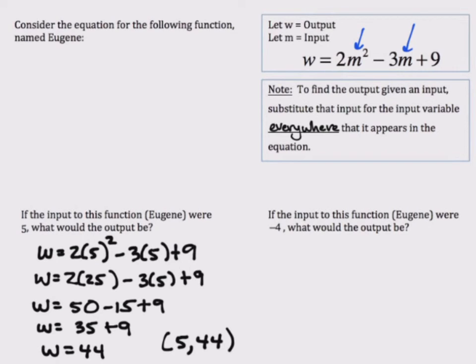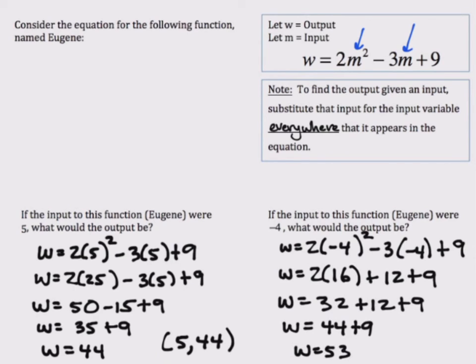If the input to this function were negative 4, we're just going to have to substitute a negative 4 in everywhere we see an m in our function's equation. So the output will be 2 times negative 4 quantity squared minus 3 times negative 4 plus 9. And again, all we have to do is evaluate. And so we see that when the input to this function is negative 4, the output is 53.